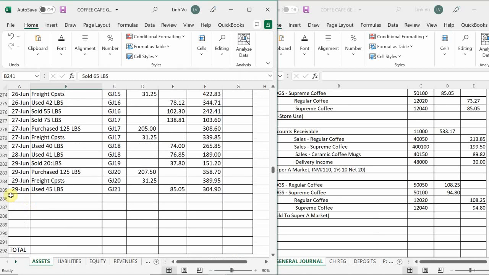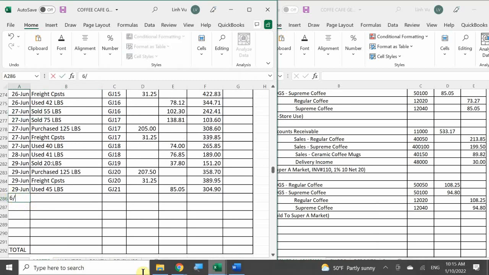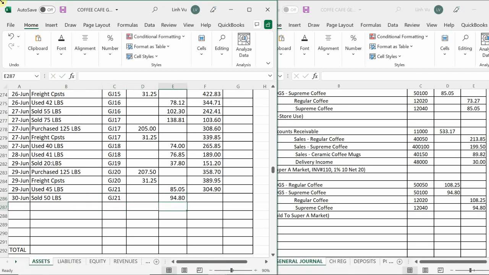Last but not least, we sold 50 pounds at 94.80, giving us a grand total of $210.10.